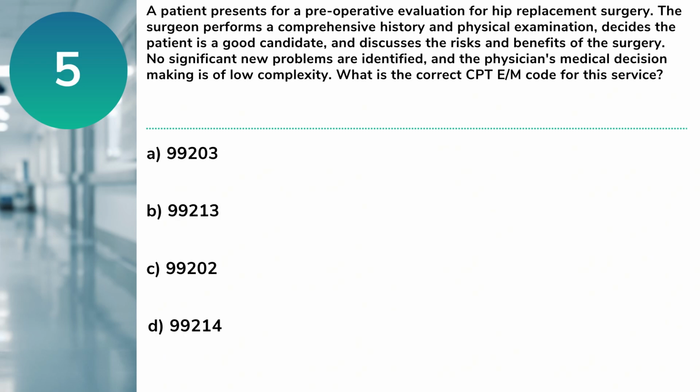Question 5. A patient presents for a preoperative evaluation for hip replacement surgery. The surgeon performs a comprehensive history and physical examination, decides the patient is a good candidate, and discusses the risks and benefits of the surgery. No significant new problems are identified, and the physician's medical decision-making is of low complexity. What is the correct CPT E/M code for this service? A.